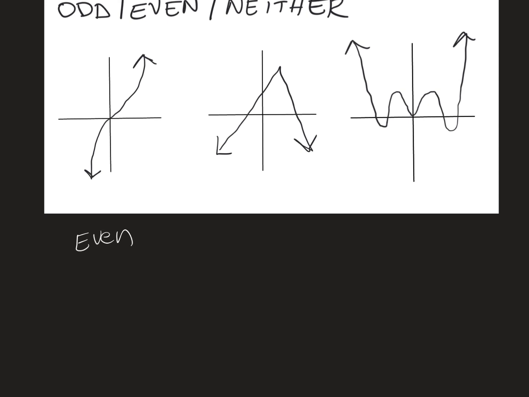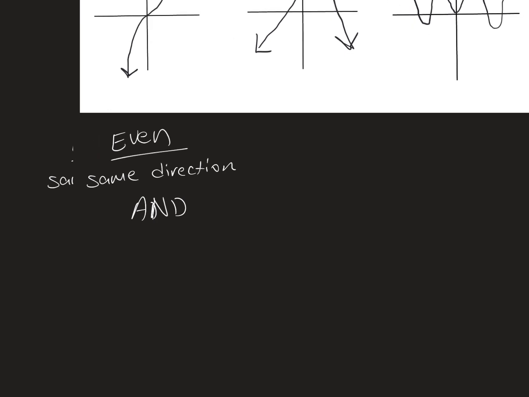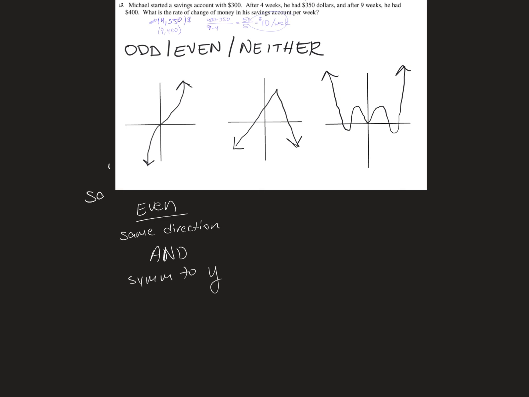If it's an even function, we know two things. The arrows go in what? The same direction, good. And it has to do both of these things: symmetric to the y-axis. What does that mean? The y-axis cuts it in half. If your function is odd, the arrows go in opposite directions, good. What else has to happen? It has to go through the origin. Got to do both things. If it doesn't do both, it's neither.